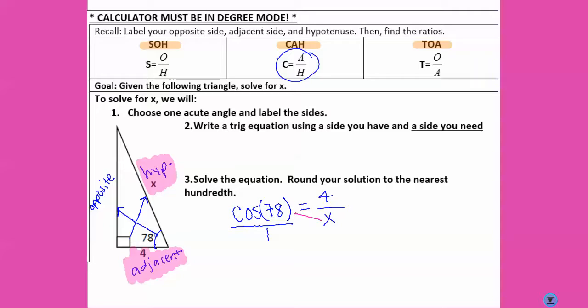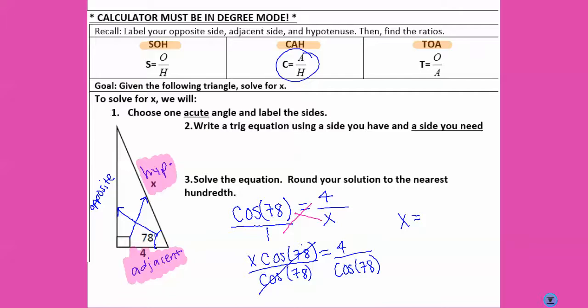x times cosine of 78 would be x cosine of 78. 1 times 4 is 4. And then to get x by itself, we're going to divide by cosine of 78. These cancel out. x equals 4 divided by cosine of 78.